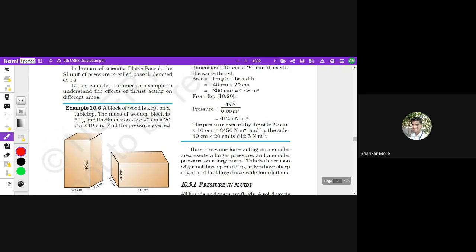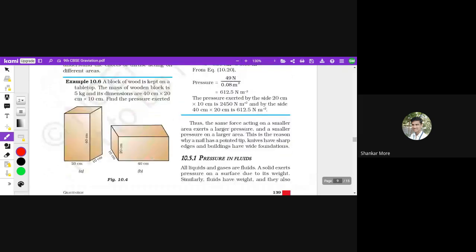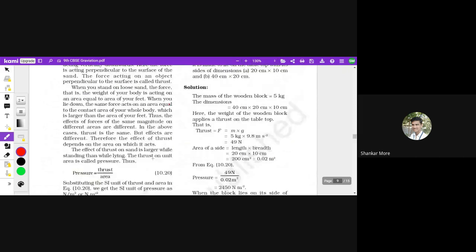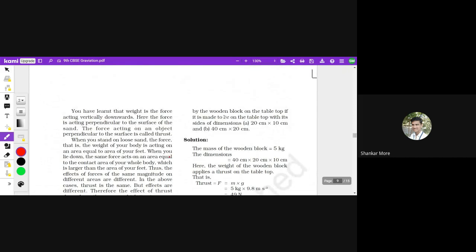A block of wood is kept on a tabletop. The mass of the wooden block is 5 kg and its dimensions are 40 cm into 20 cm into 10 cm. Find the pressure exerted on the wooden block by the table if it is made to lie down on the tabletop with its sides of dimension this and this.